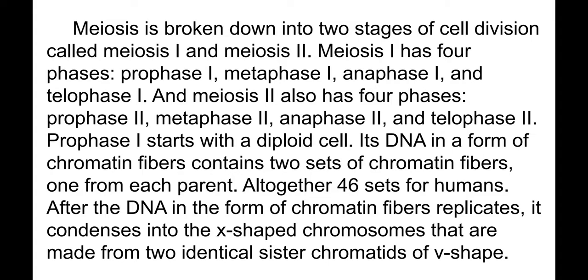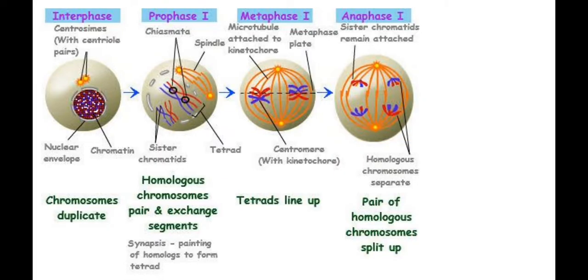After the DNA in the form of chromatin fibers replicates, it condenses into X-shaped chromosomes that are made from two identical V-shaped sister chromatids. So every chromosome now is replicated, and we change the name to chromatid. Two identical sister chromatids, and they produce an X-shaped chromosome. Okay, we see here interphase.